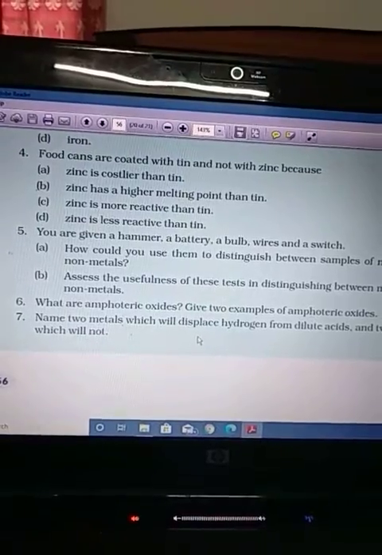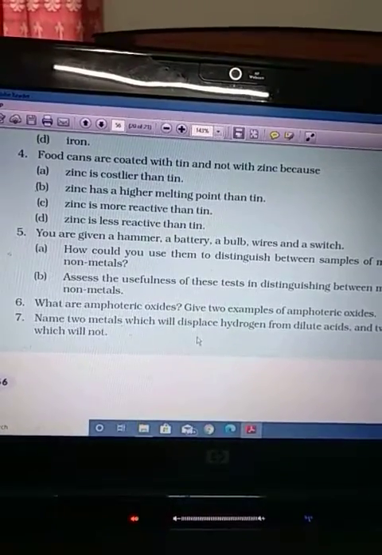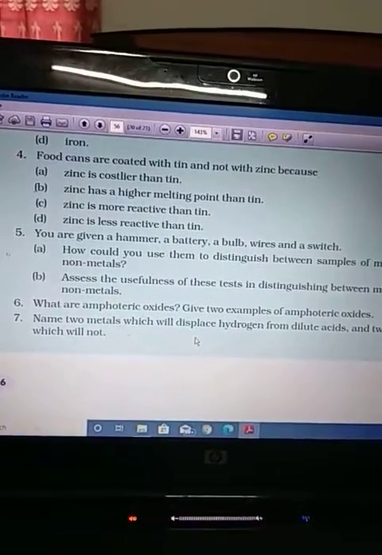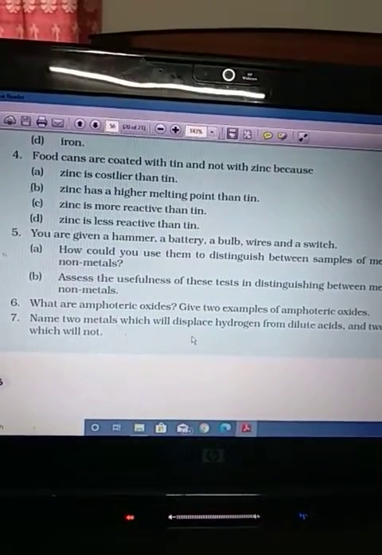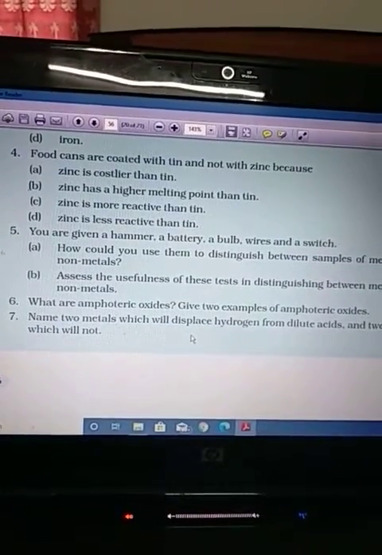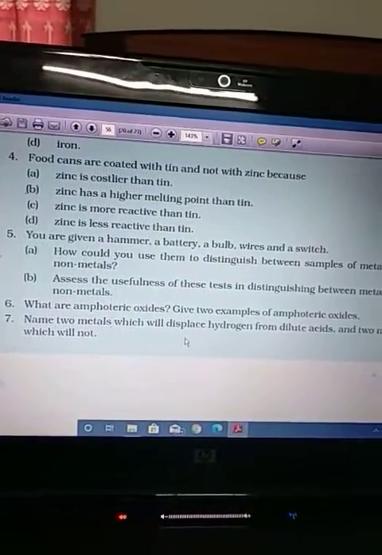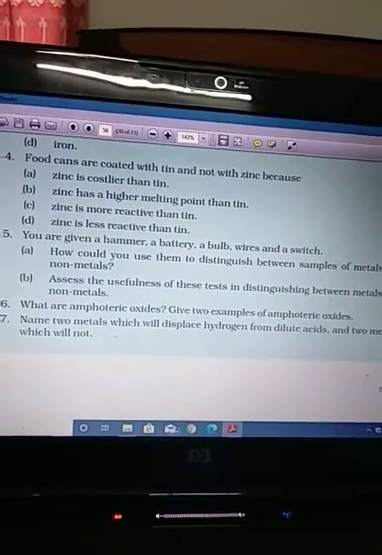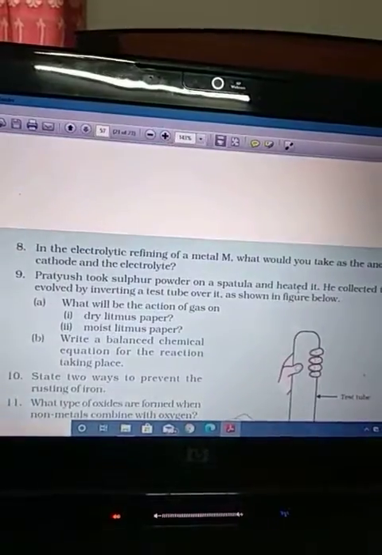Name two metals which will displace hydrogen from dilute acids and two metals which will not. So zinc and aluminium can displace hydrogen from the dilute acids, and two metals which will not are copper and silver. Gold is also included in it.